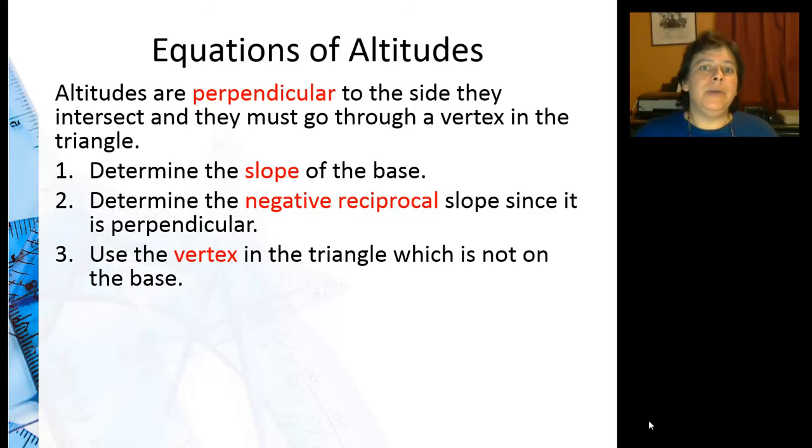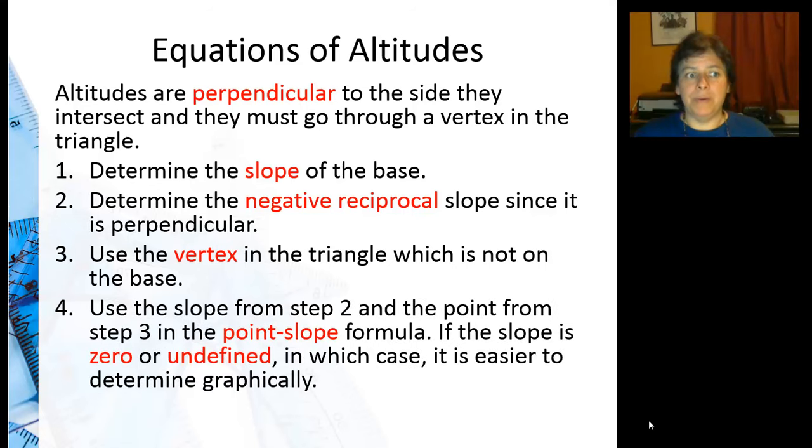Then the next thing we need to do is identify the vertex, the one that's not on the base. Just write those coordinates down. Those are what the line is going to be going through. Then finally use the point slope formula with that negative reciprocal slope in step 2 and the point we wrote down in step 3. The exception is if the slope is 0 or undefined. In that instance, it's easier to determine the equation of the line graphically.